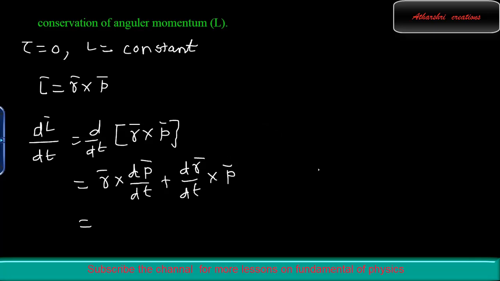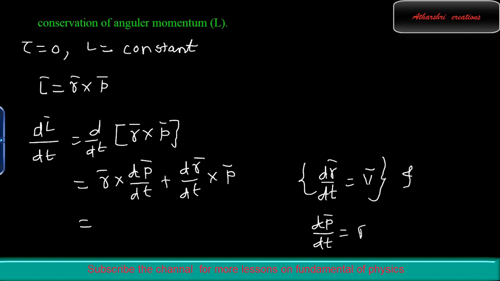Now see here, this dr by dt is nothing but the linear velocity, and also this dp by dt is nothing but the rate of change of linear momentum, which is the force. Hence we can write this equation dL divided by dt, which is equal to r cross F plus v cross p.